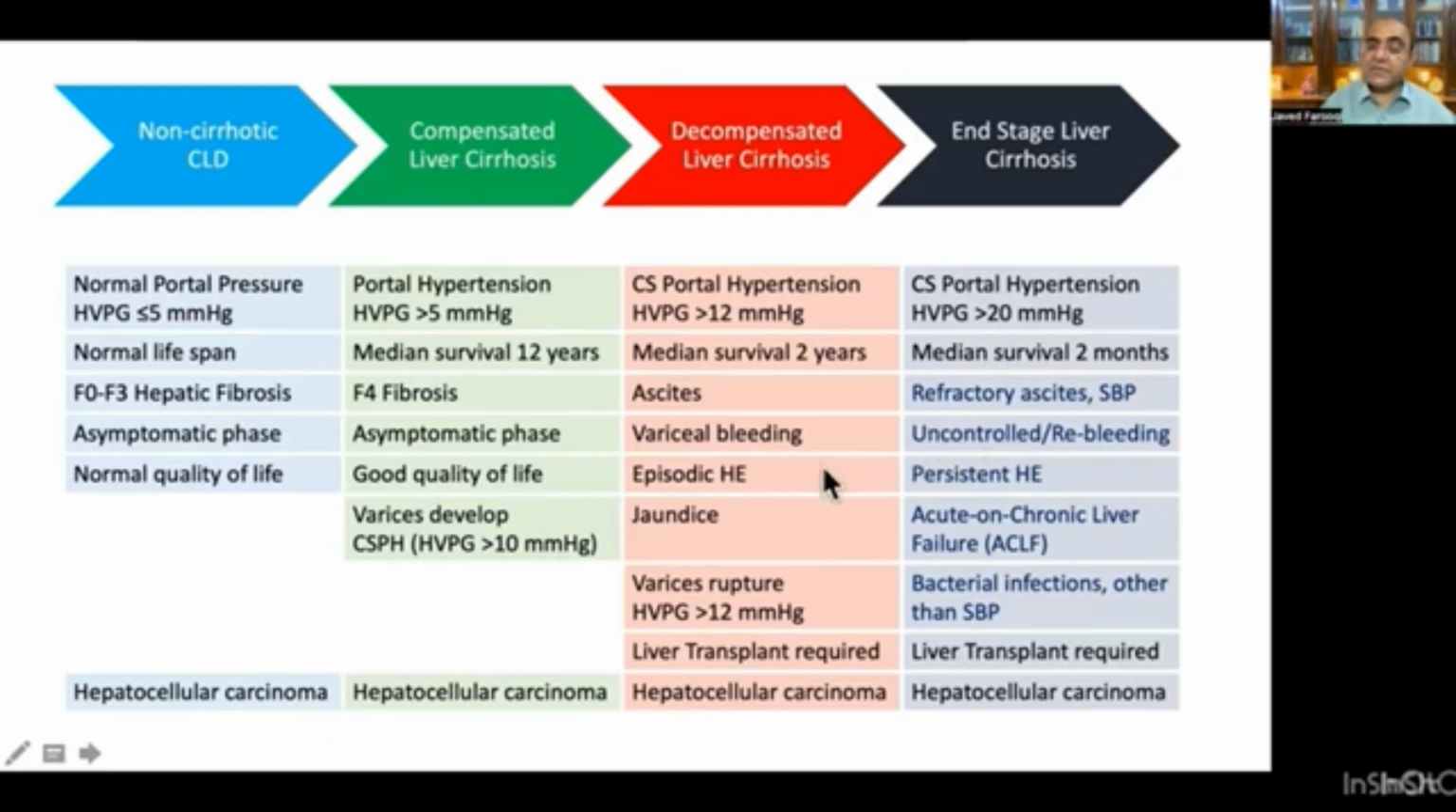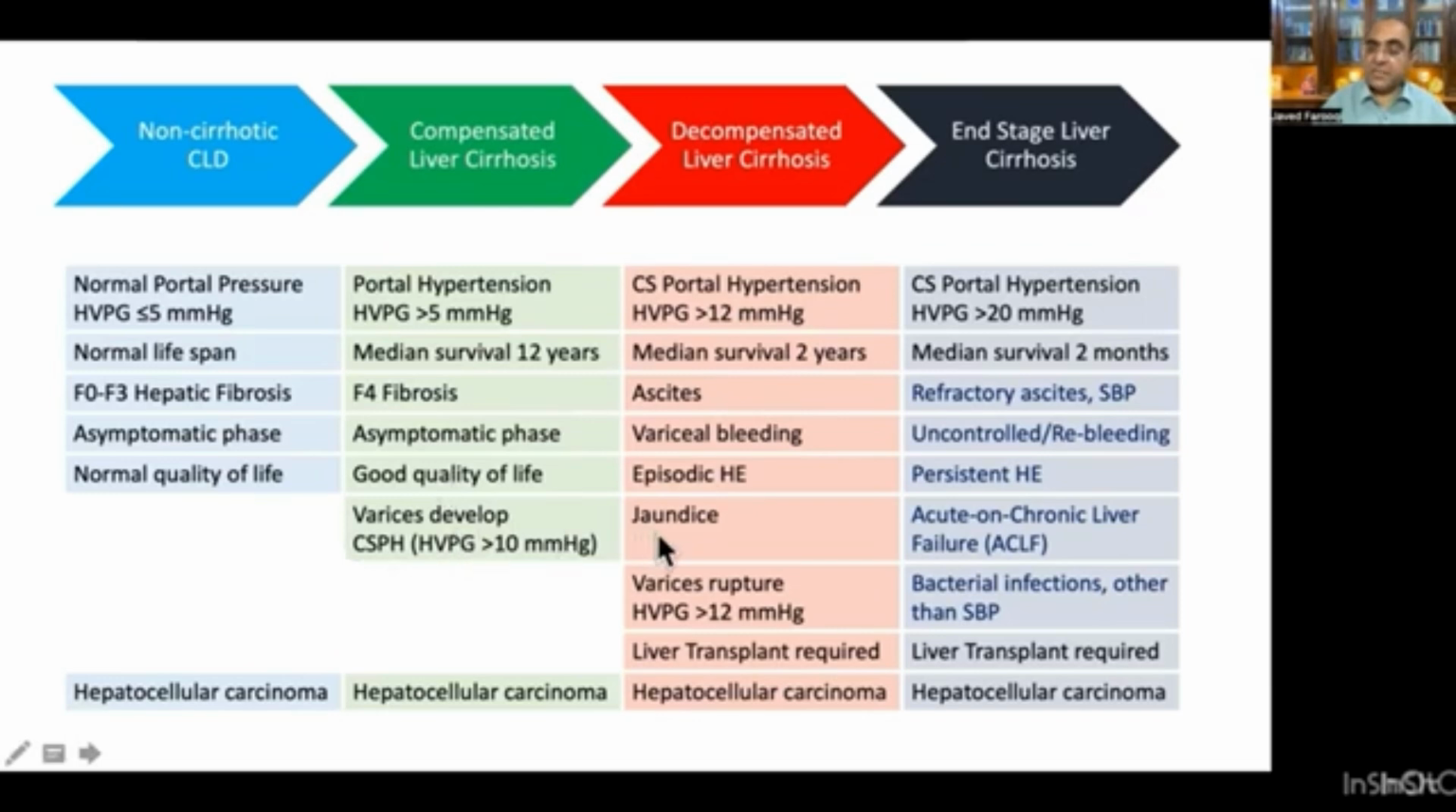The hepatic encephalopathy, which was episodic in the decompensated liver stage, has now become persistent. And acute on chronic liver failure is another complication which makes the disease end stage. Remember, this acute on chronic liver failure can happen in any stage. It can happen here when there is an injury in the chronic liver disease, like acute hepatitis E or drugs. In compensated cirrhosis, it can happen here.